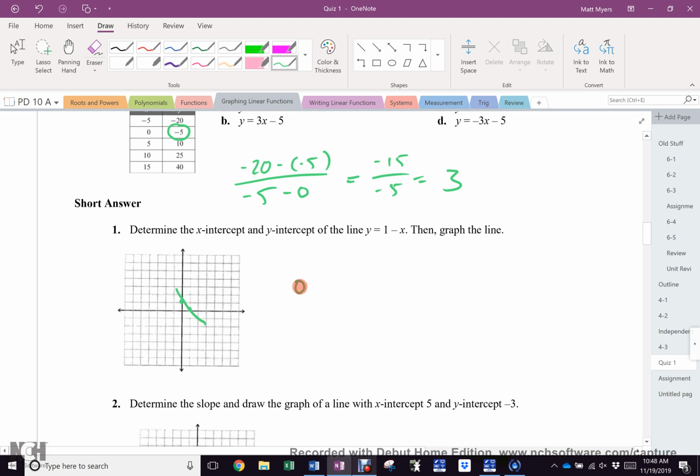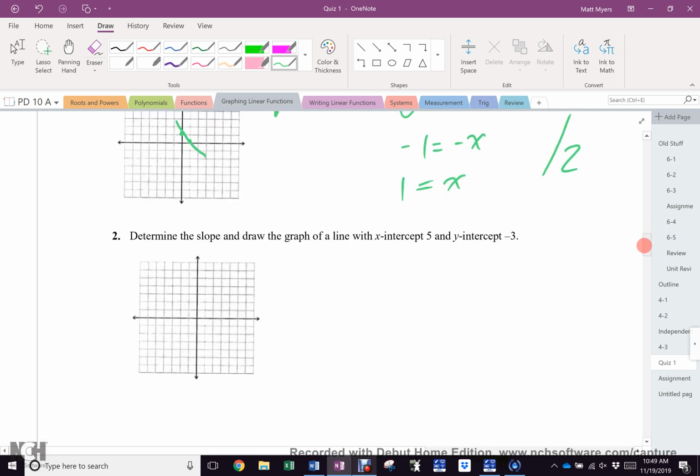Could you have done this with algebra? The x-intercept is when y is 0, yes? So 0 equals 1 minus x, negative 1 equals negative x, equals positive 1. Then you could have drawn the line that way. Either way, it's worth 2 marks.